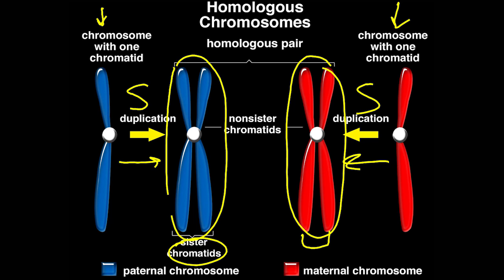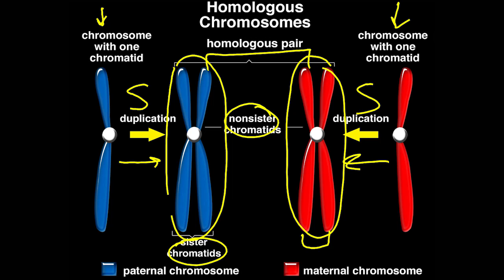Now, the relationship of homologous pairs is an interesting one. They're not identical. I mean, the sister chromatids on each one are identical to each other, but the relationship of this to this, as you see here, those are called non-sister chromatids. They're not identical, but they do share something in common.